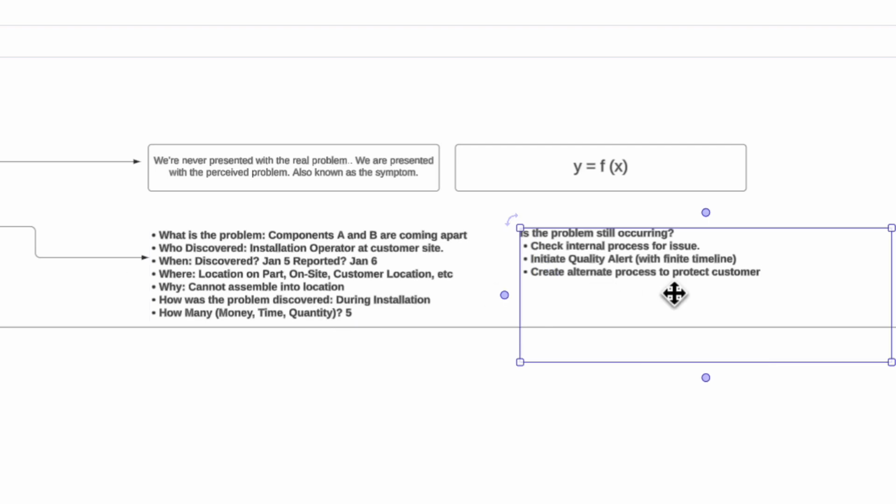And then we want to make sure that we are protecting the customer. That's steps two and three. So we want to ask the question, is the problem still occurring? Is it still happening? So we want to check for any internal process issues that might be happening.